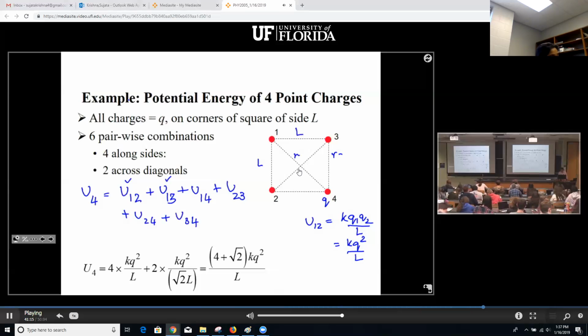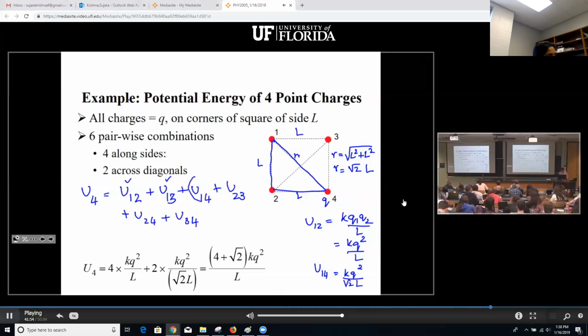Let's call it R. So we can find R because each of these sides is L. So in this right triangle here, I took this right triangle, 1, 2, 4. R is the hypotenuse, so that becomes square root of L squared plus L squared, the 2 sides. And that gives me root 2 times L. Yeah? So that's the second term I need to write here. U14 equals KQ squared divided by root 2 L.